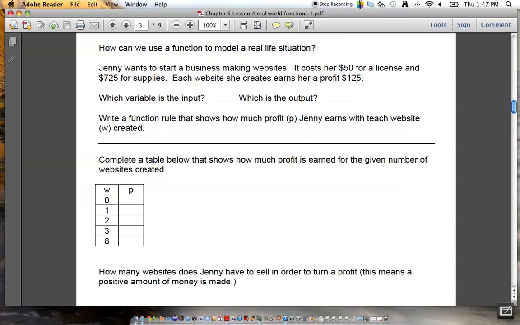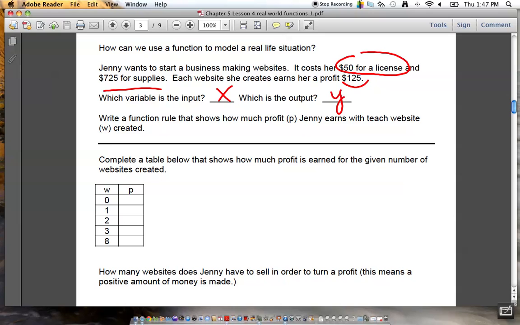Ready? Jenny wants to start a business making websites. It costs her $50 for a license and $7.25 for supplies. And for each website she makes, she gets a profit of $125. Now, input, output. What variable is input? X or Y? X. What's the output? Y. Good. Now we're going to write a function rule.